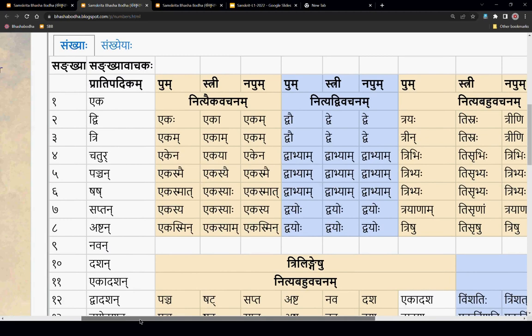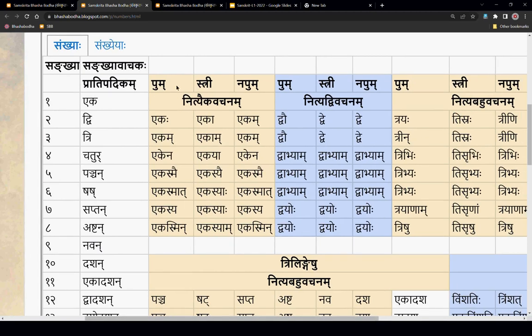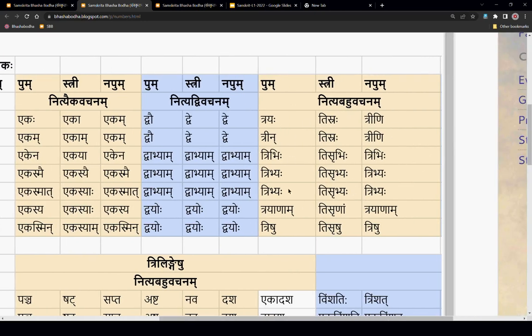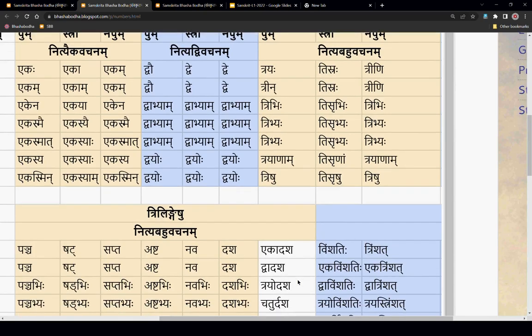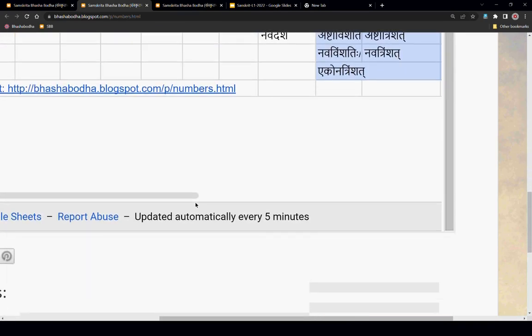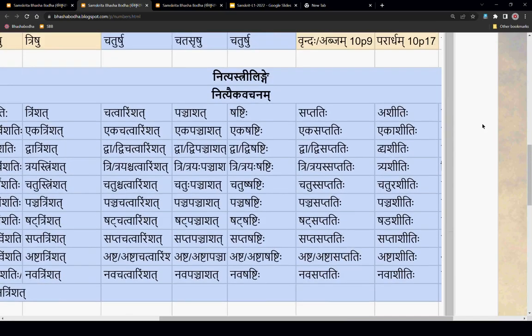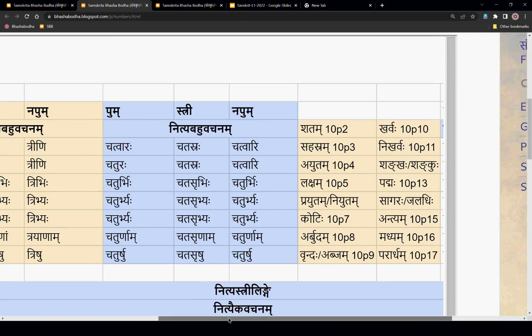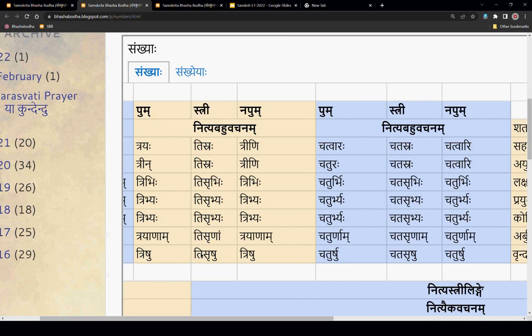In the pullinga, strilinga, napunsaka. In the pullinga we have ekaha, ekam, ekena, ekasmai, ekasmat, ekasya, ekasmin. Strilinga we have similar forms. And dvi has these forms in pullinga, strilinga, napunsaka, and three has these forms, right? Trini, etc. Traya, tisraha, in different vibhaktis. Similarly, if you scroll to the right, we have the chatur forms also, chatvaraha, chatursu in pullinga, strilinga, napunsaka. So as we saw before, eka, dvi, tri, chatur will have different forms in pullinga, strilinga, napunsaka.